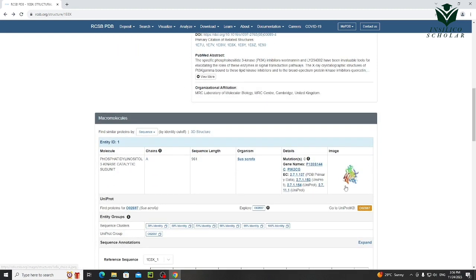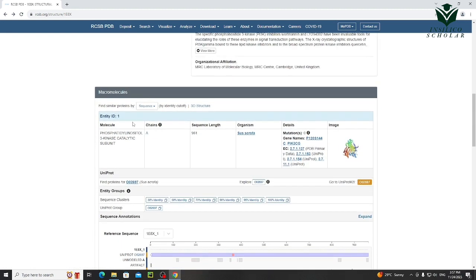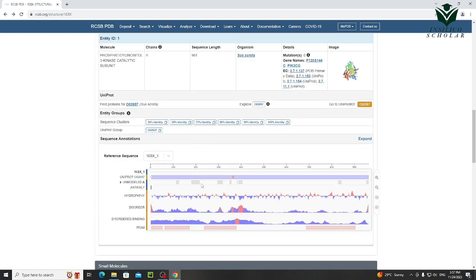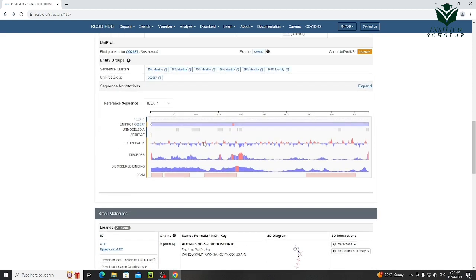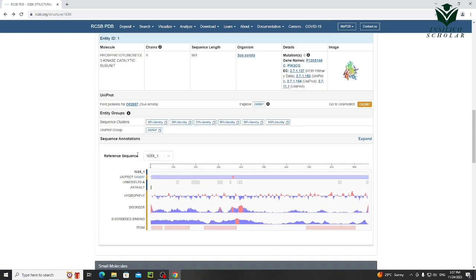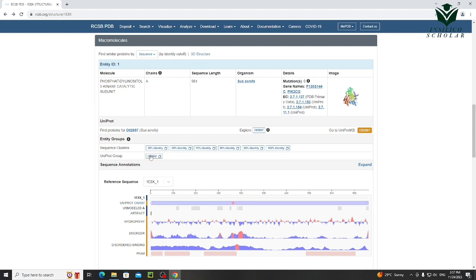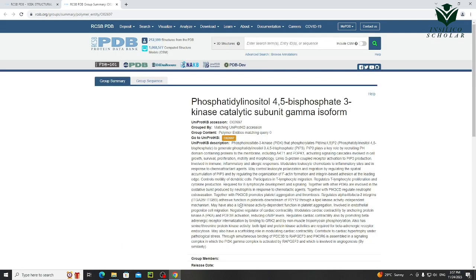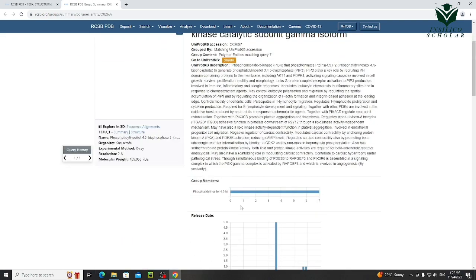1E8X kinase protein, like many others in the PDB, holds immense significance in understanding cellular signaling and drug development. Its structure guides scientists in designing targeted therapies for various diseases. Kinase proteins play a pivotal role in cell signaling pathways, regulating crucial cellular functions like growth, metabolism, and division.